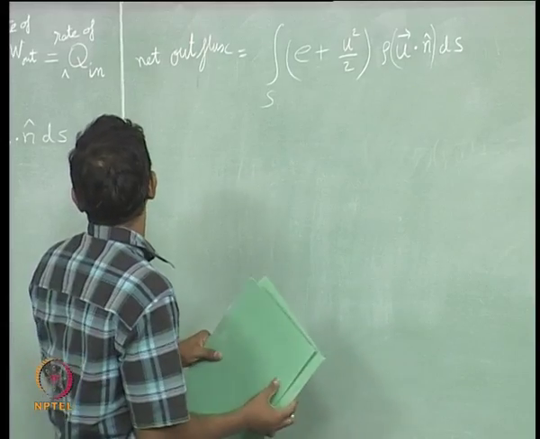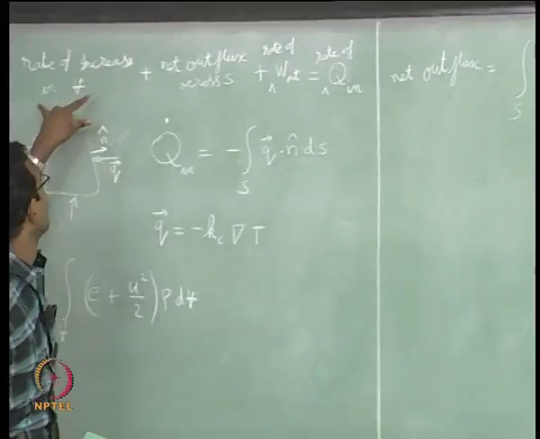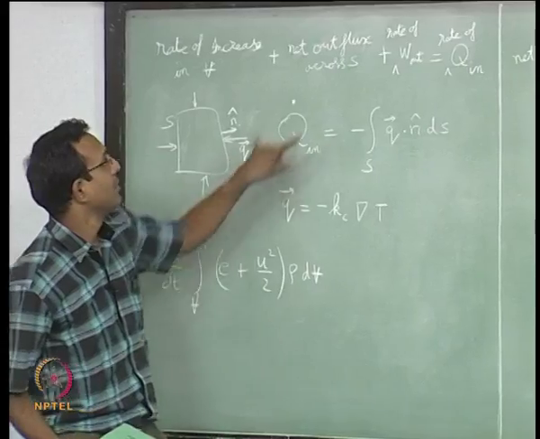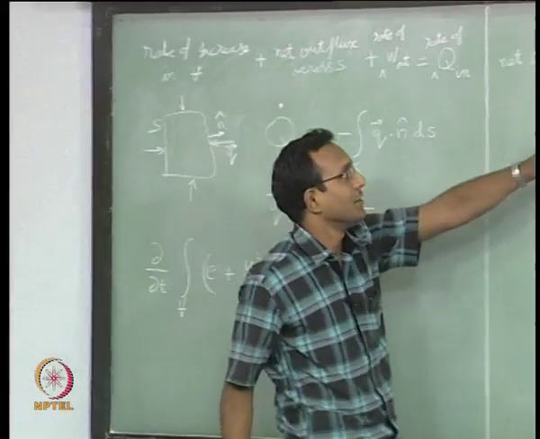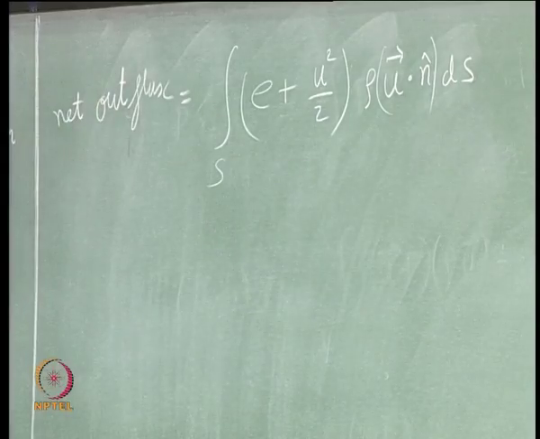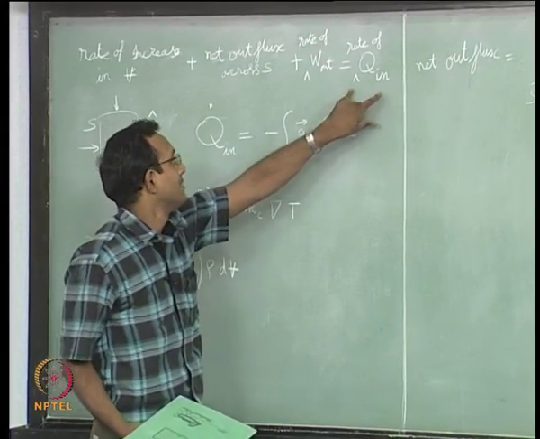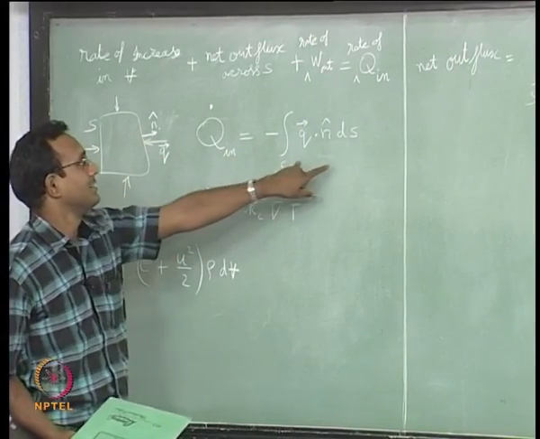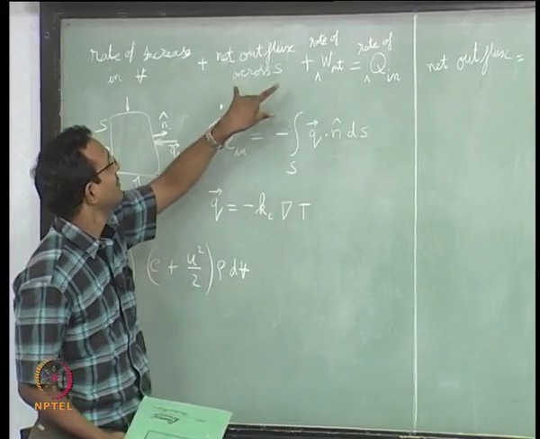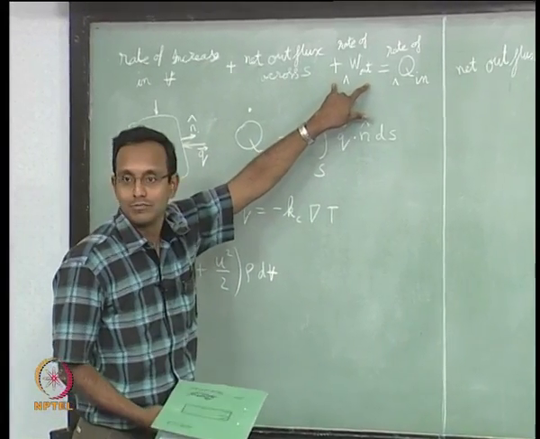Now, the only term left in this equation: we have an expression for this, that is here, we have an expression for this, that is out here. Then the next thing is this right hand side, which is the first thing we did, that is this expression. Now, the only thing left is this rate of work out.